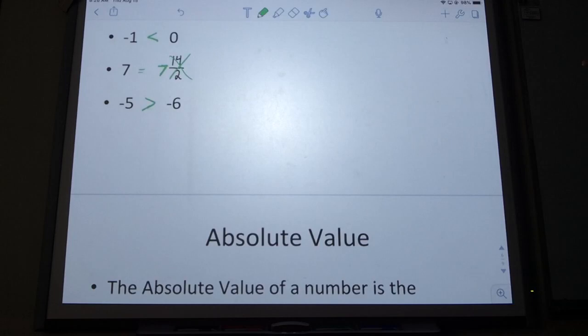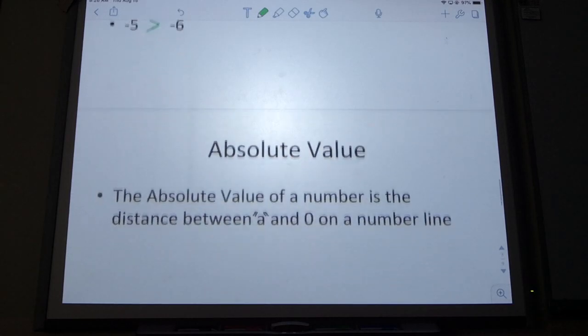That is a greater than symbol. So it's saying -5 is greater than -6. But keep in mind that if you threw it on a number line real quick, just which one's left, that makes it easy. Okay, up next, absolute value.